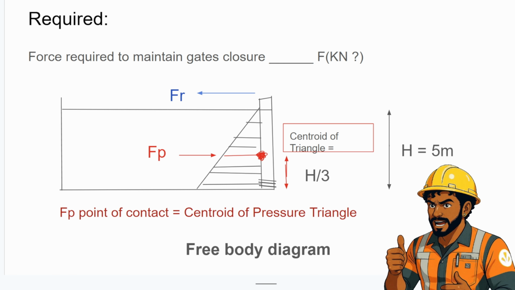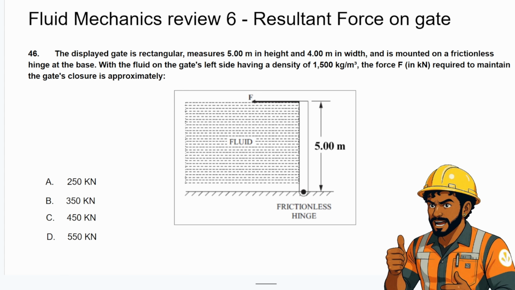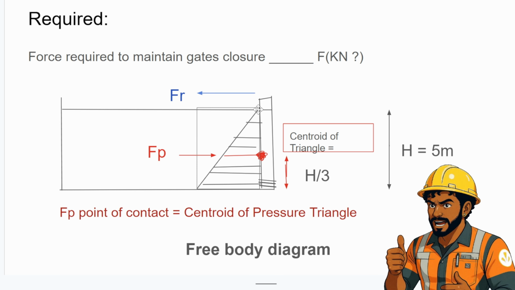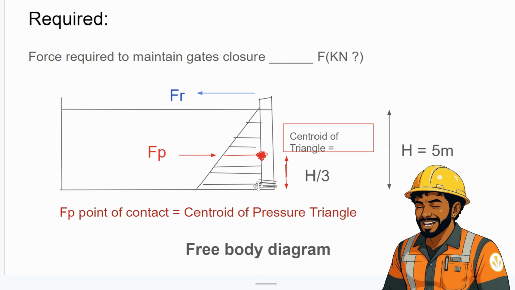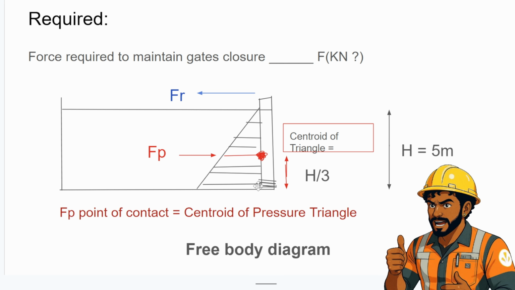Now I want to tell you about the concept of the pressure diagram of the fluid. Though the fluid is looking like it's equally distributed across the entire gate, the pressure acted by the fluid on the gate is not consistent. At the top there is pretty much no pressure acting from the fluid on the gate, but at the bottom the maximum pressure acts upon the gate. You might wonder, how do I know this?